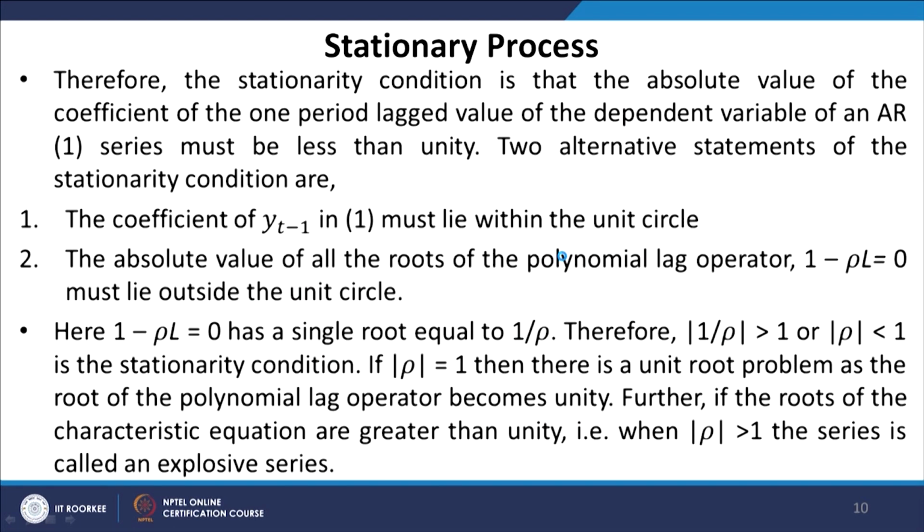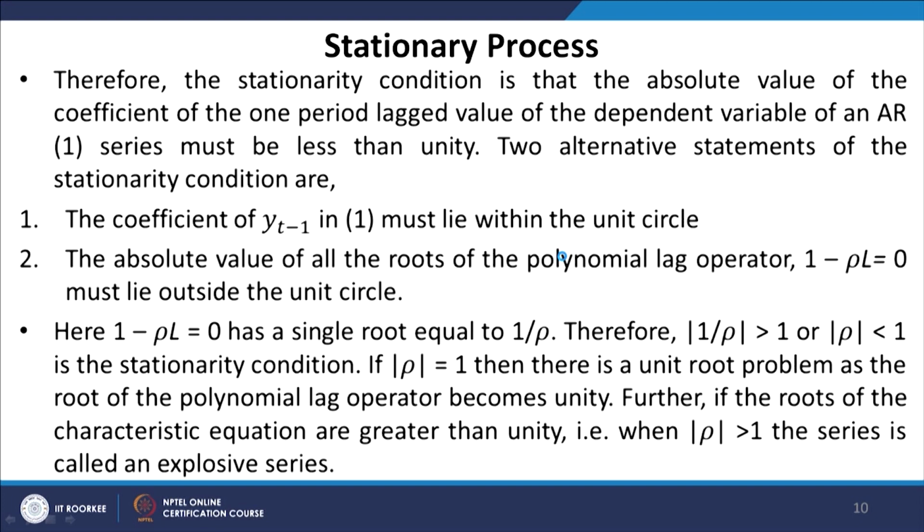Therefore, the stationarity condition is that the absolute value of the coefficient of the one period lagged value of the dependent variable of an AR1 series must be less than unity. Two alternative statements of the stationarity condition are: the coefficient of y t minus 1 must lie within the unit circle, and the absolute value of all the roots of the polynomial lag operator 1 minus rho L equals 0 must lie outside the unit circle.